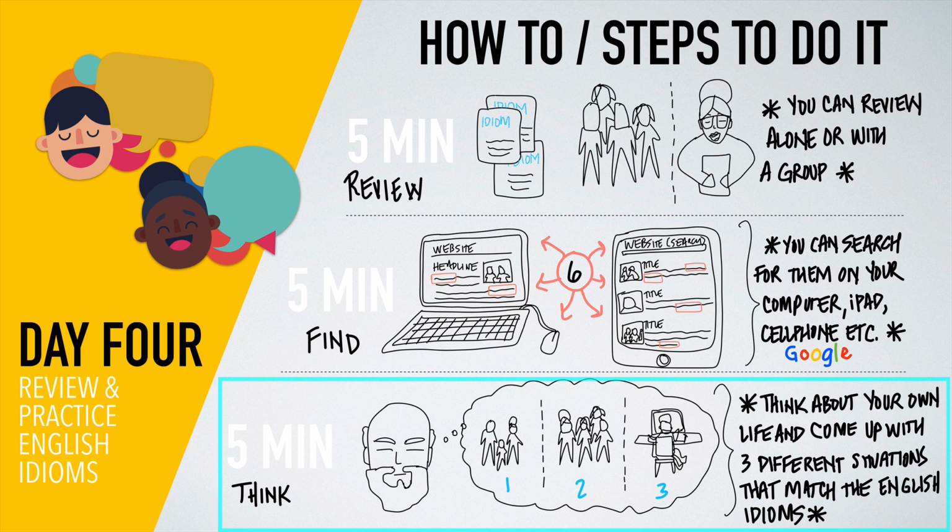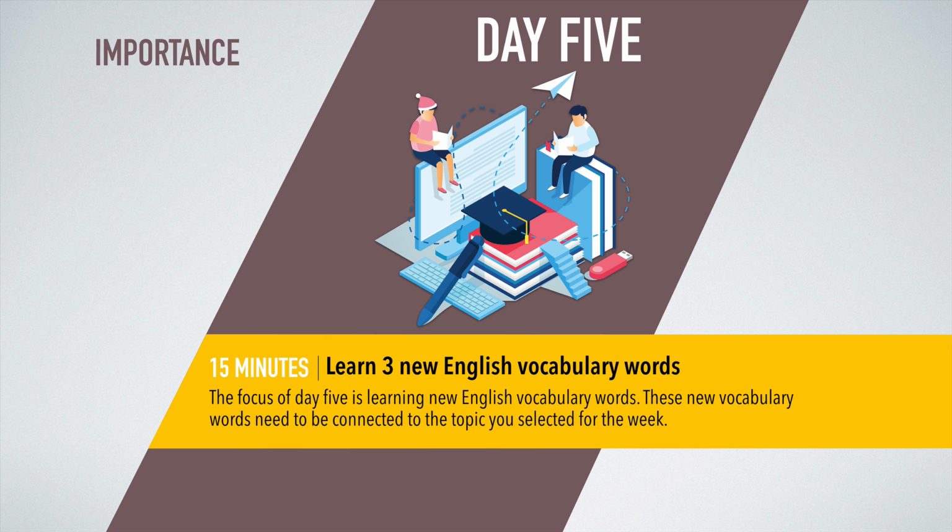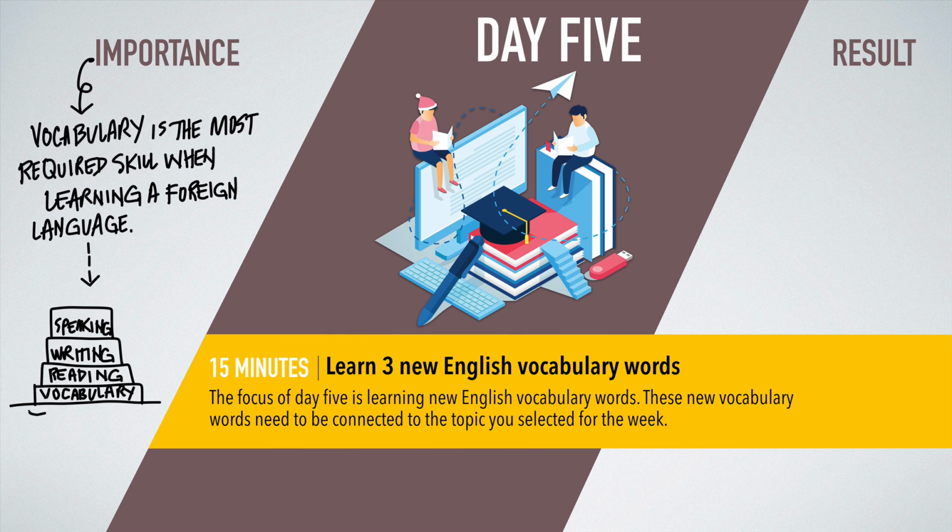And finally, think. Think about your own life and come up with 3 different situations that match the English idioms. This is going to be so helpful for you, okay? All right, and day 5 is going to be learn 3 new English vocabulary words, okay? The focus of day 5 is learning new English vocabulary words. These new vocabulary words need to be connected to the topic you selected for the week, okay?